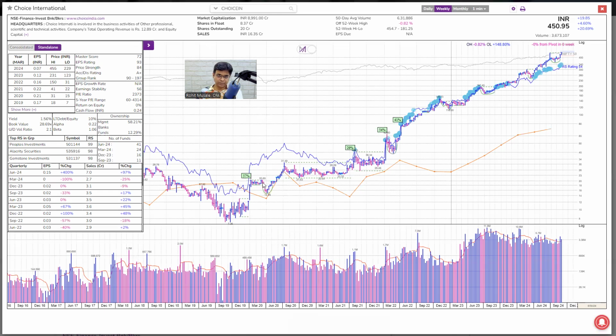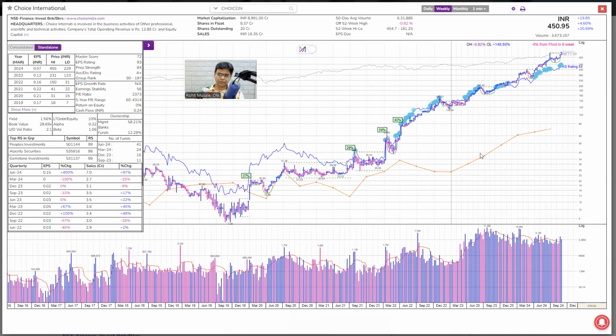So this was March 2020, which was the time of Corona. And once it came out of that Corona bounce, it went up 20 times in 5 years. So the stock is already overextended. A stock which goes up 20 times in 5 years, how much further can it go?